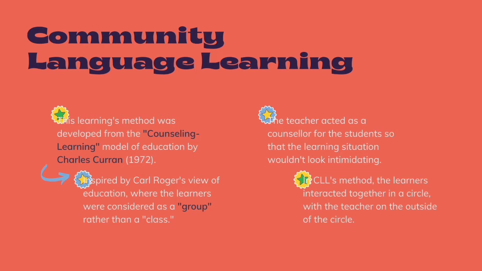This learning method was developed from the counseling learning model of education by Charles Curran in 1972. Curran was inspired by Carl Rogers' view of education, where the learners were considered as a group rather than as a class. The teacher acted as a counselor for the students, so that the learning situation wouldn't look intimidating for the learners. In this method, the learners interacted together in a circle with the other learners, and the teacher was on the outside of the circle.